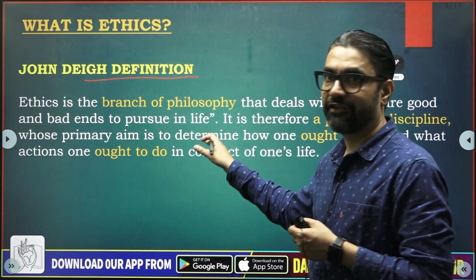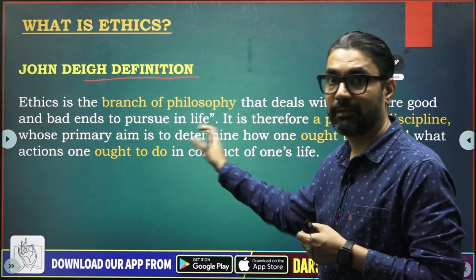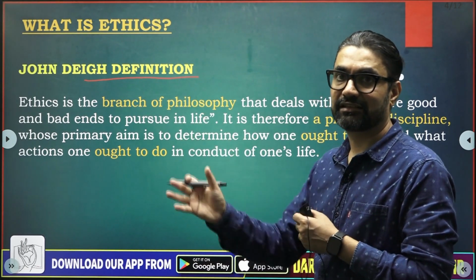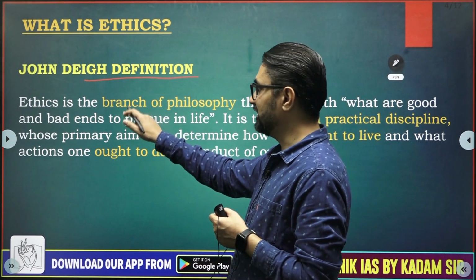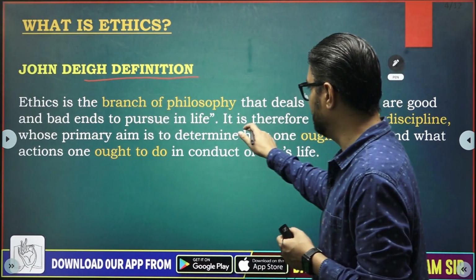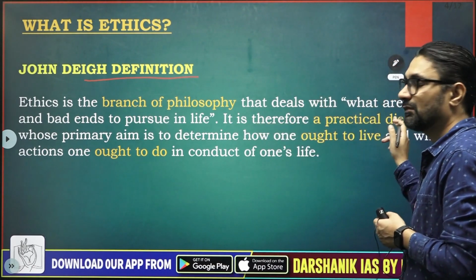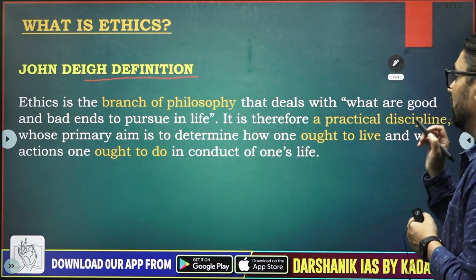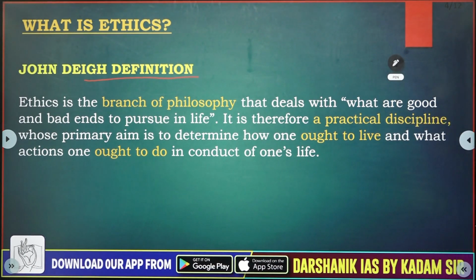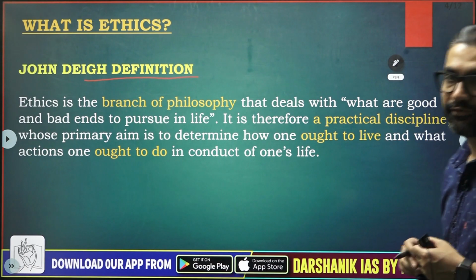And what is this definition? I will read the definition first, then I will go on explaining what ethics is by using this definition. So guys, what this definition says: ethics is the branch of philosophy that deals with what are good and bad ends to pursue in life. It is therefore a practical discipline whose primary aim is to determine how one ought to live and what actions one ought to do in the conduct of one's life.